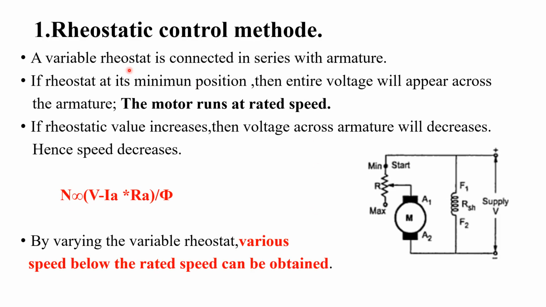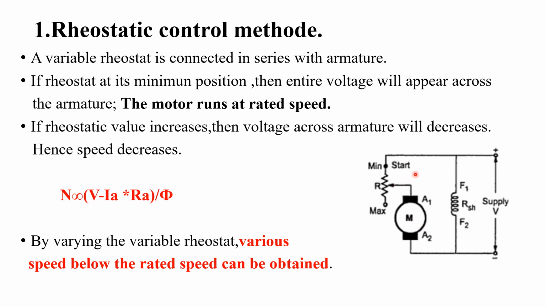First method, that is armature rheostat or rheostatic control method. From this circuit diagram, we can simply understand that this is a shunt motor, that means the armature is in shunt with the field. And here you can see a variable rheostat which is connected in series with the armature. Remember that this is a variable rheostat. So by adjusting the position of this rheostat, we can control the voltage across the armature, and hence we can control the speed.